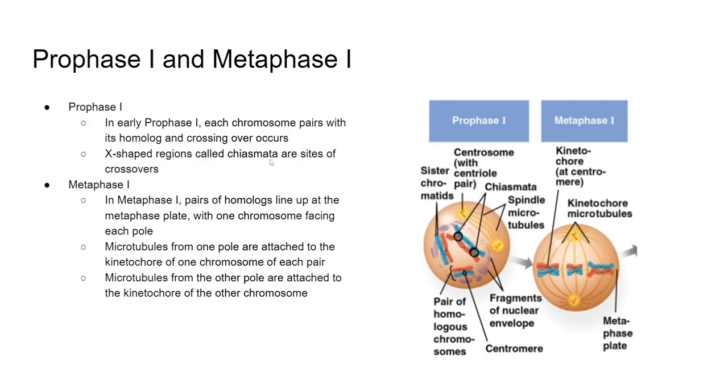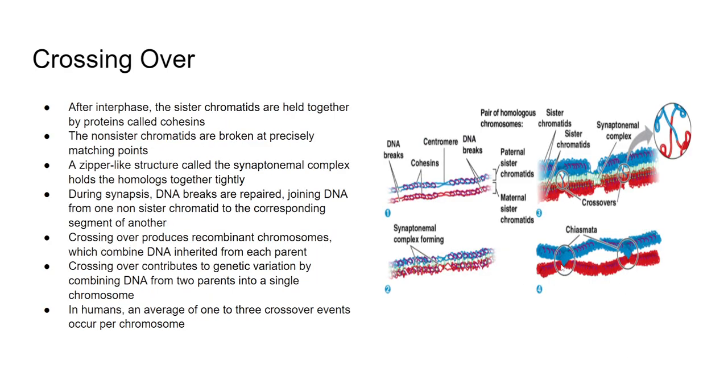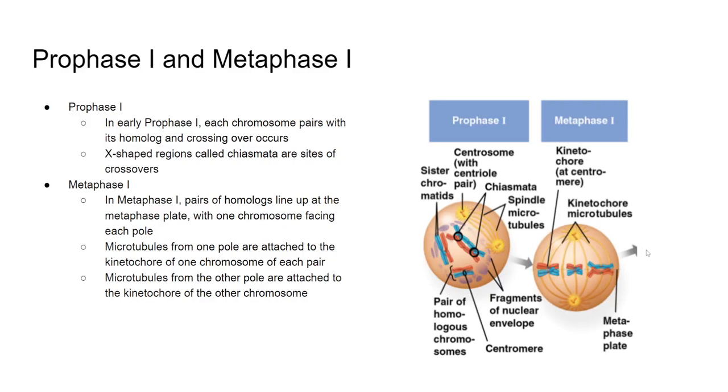So X-shaped regions called chiasmata are sites of crossovers, right? This is an X-shaped region and this is an X-shaped region. These X-shaped regions are chiasmata. That's where crossing over has occurred. And in metaphase 1, these pairs of homologous chromosomes line up at the metaphase plate with one chromosome facing each pole, right? So the chiasmata are still there, but the homologous chromosomes are lined up in metaphase 1.